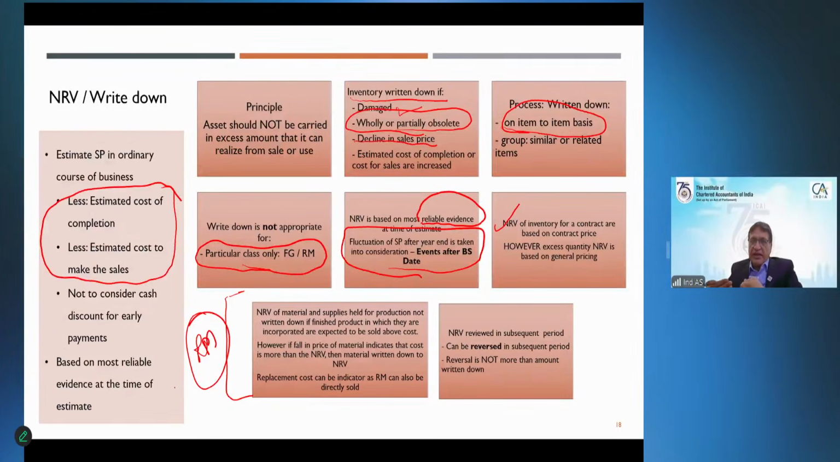But yes, subject to the condition that the reversal should not be more than the write down that you actually did. So you can't make profit by yourself. Okay, so we have to take that care. I can tell you, when COVID was there, a lot of companies did the NRV testing and the write down, but in the next year, I remember some companies where the write down was reversed in a positive manner. A similar example is Tata Motors.